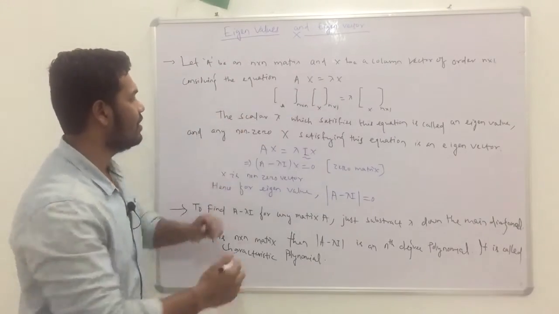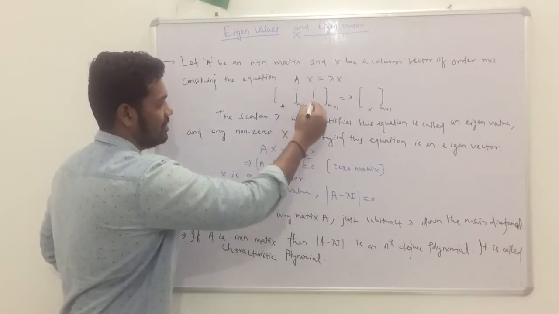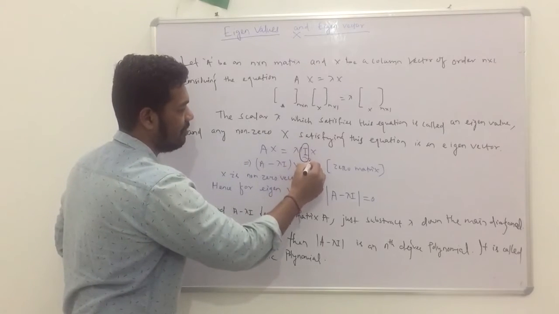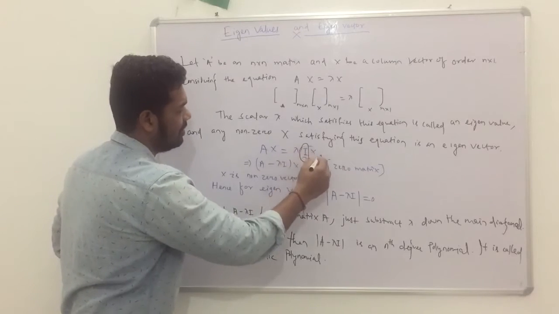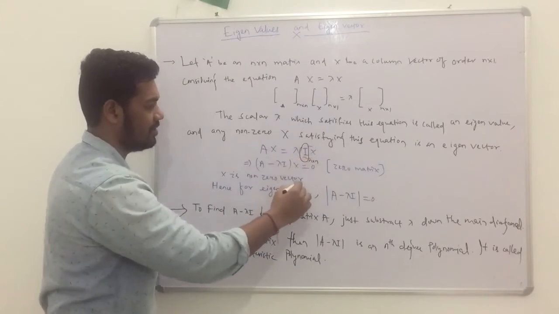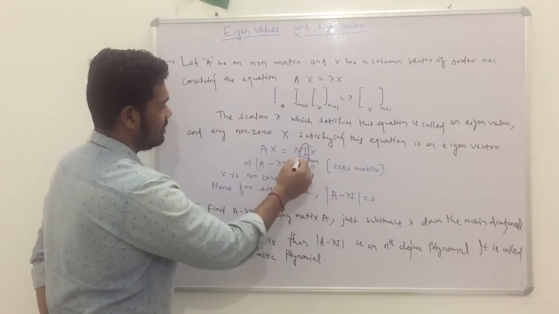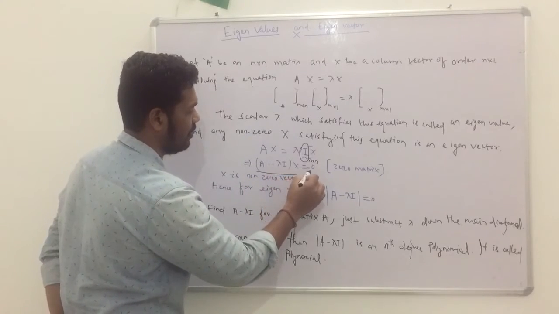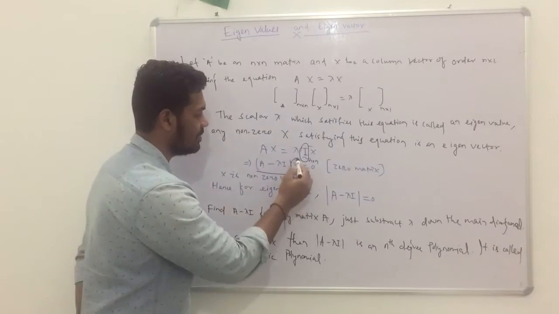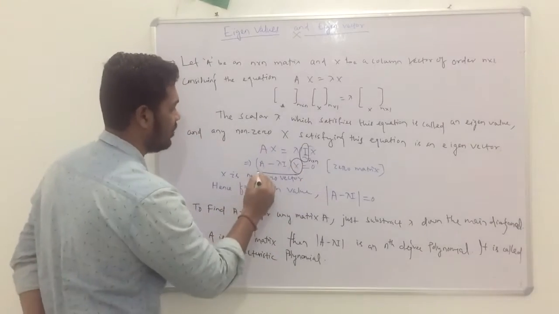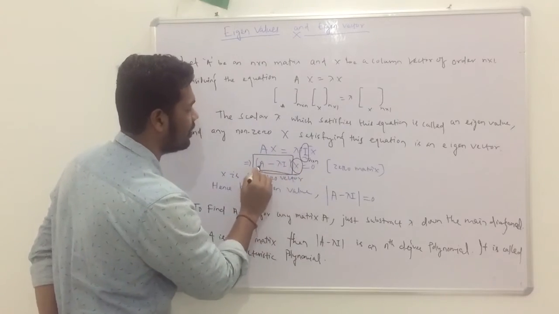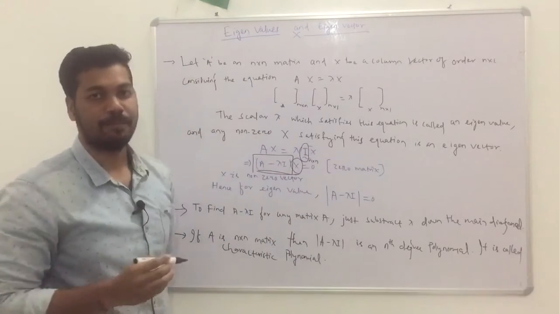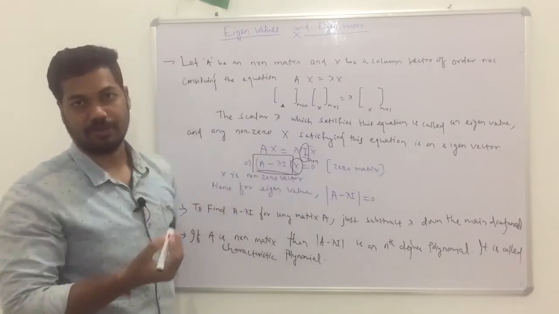From the equation Ax equals lambda x, I just rewrite it as Ax equals lambda Ix, because I is your identity matrix of order n cross n. So if I take it to the left side, I can write it as (A minus lambda I) into x is equal to 0. Here I have already said this x is your non-zero column vector. That's why the matrix part of the equation must be equal to 0. Here you can find the value of lambda to get the eigenvalues of a matrix.